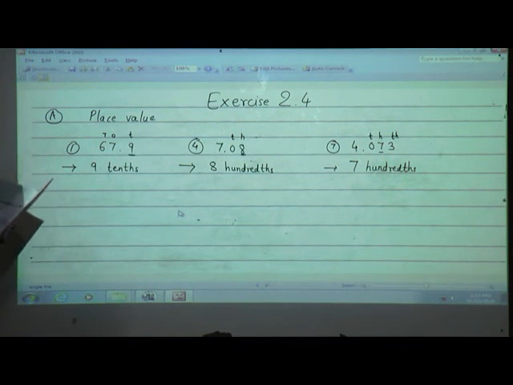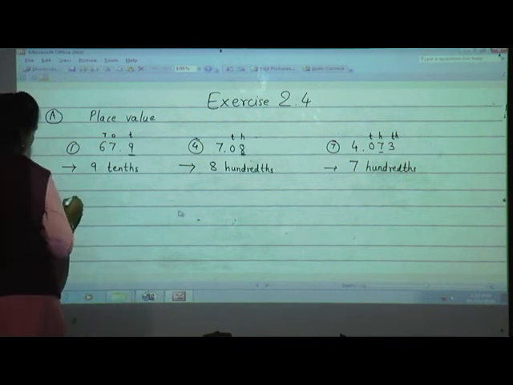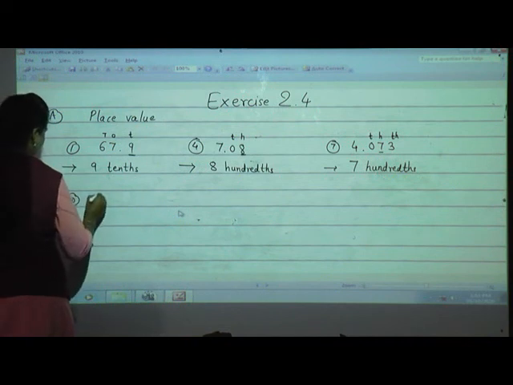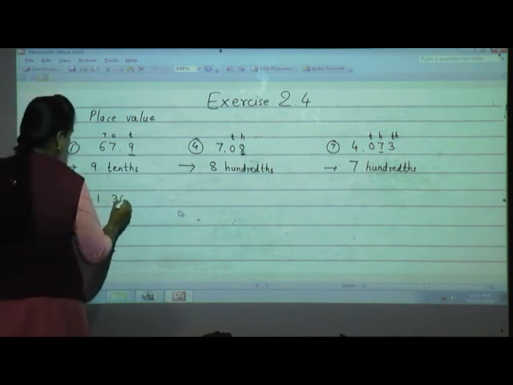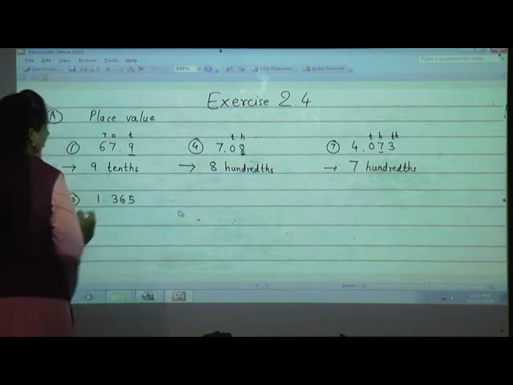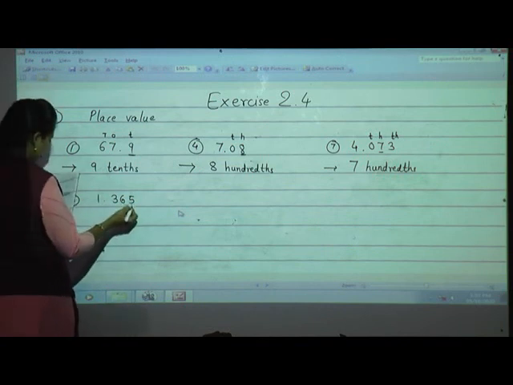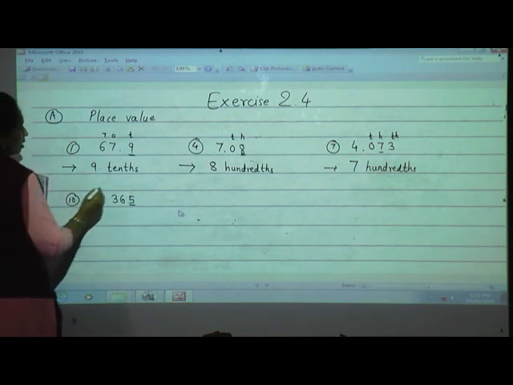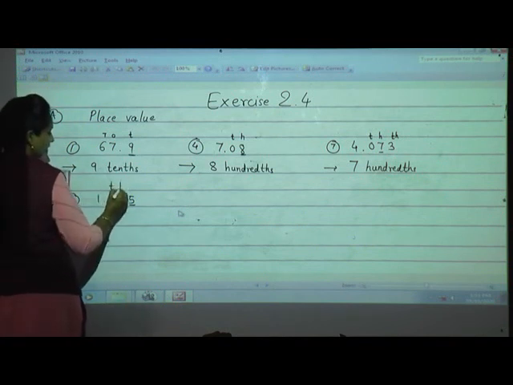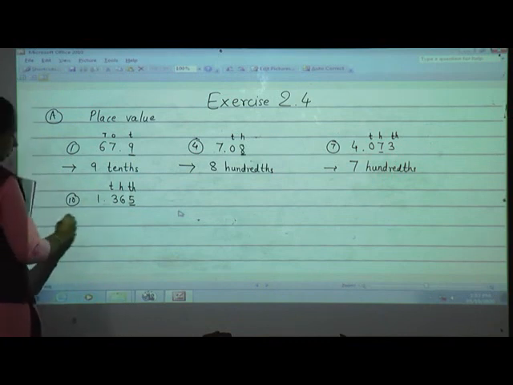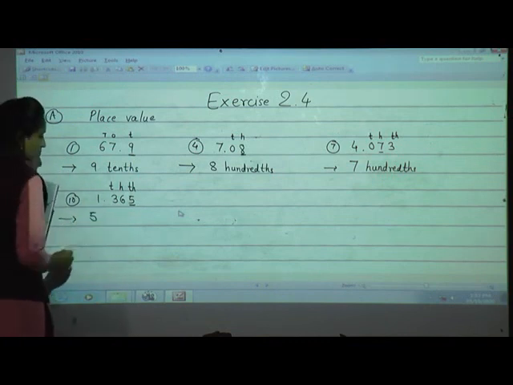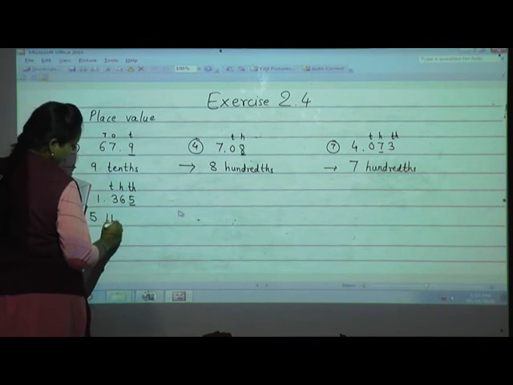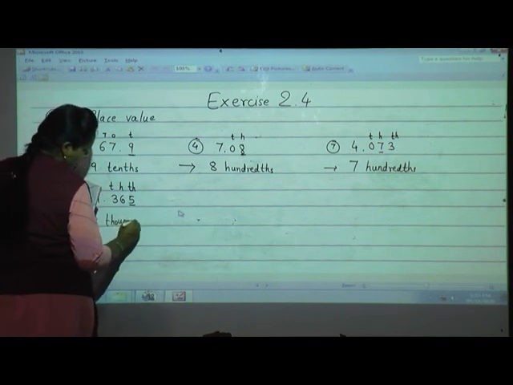Okay. Now next. Now the 10th one I will solve. What is the 10th one? 1.365. Now they have given blue, in blue 5. So I have written here tenths, hundredths and thousandths. So where is the 5? In the thousandths place. So write here thousandths.